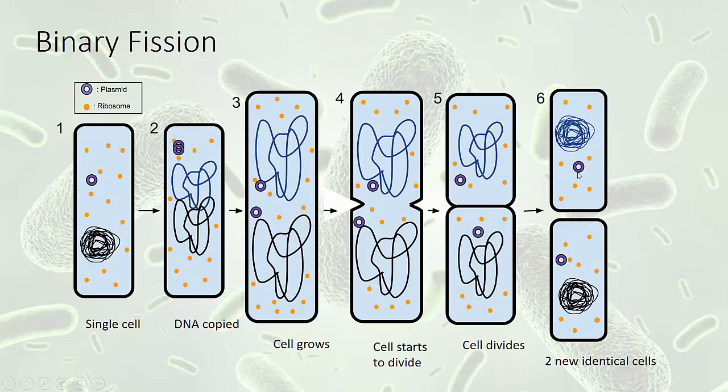So here's a diagram of how it works. You've got a single cell with the chromosome here, and this little piece here is called a plasmid. It's another little piece of DNA. We don't need to worry about that now. And there are ribosomes. But look what happens.